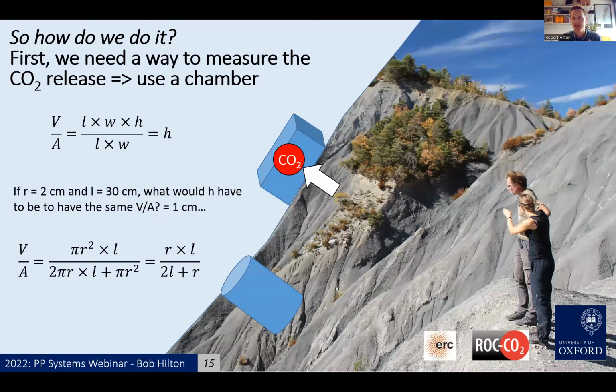But if I just put some numbers in there, say my cylinder is 2 centimeter radius, which is easy to make with a drill, and it's 30 centimeters long, I would have a volume to surface area ratio that would be quite effective. The equivalent of a chamber placed on the surface would only have to be 1 centimeter high, and that's really difficult to make. So by making this thing in the rock, we get way more signal, and we're going to be able to measure a much higher concentration of CO2 because we've got much more surface area contributing to our volume.